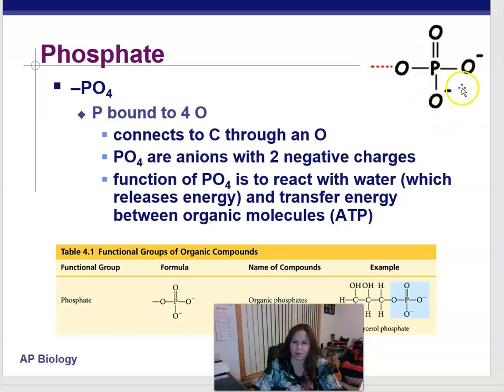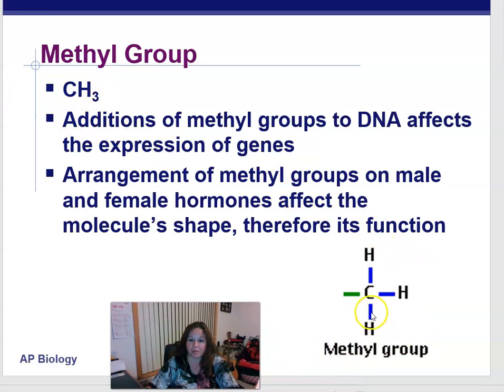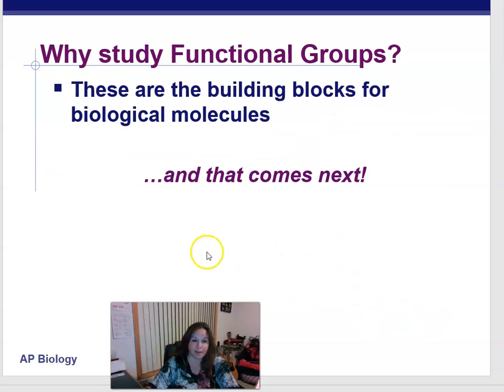Phosphate, PO4, very, very important in both nucleic acids and the phospholipids that make up our cell membranes. Oh, and I should also say ATP has phosphate groups. The methyl group is a CH3. That becomes important when we talk about methylation of DNA. And they are our building blocks for biological molecules.